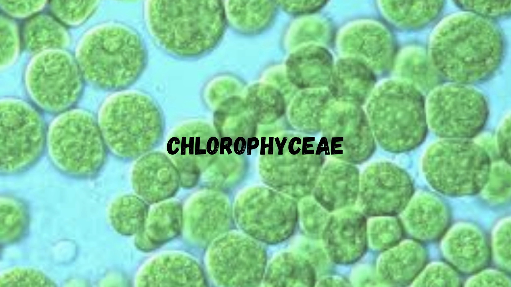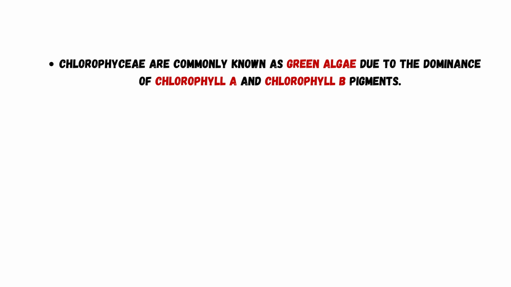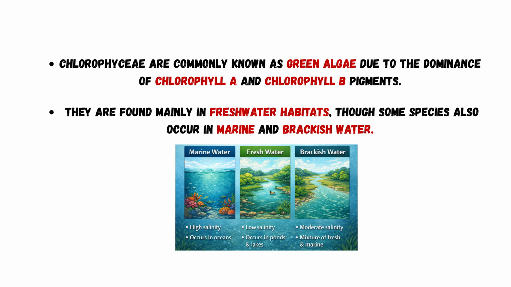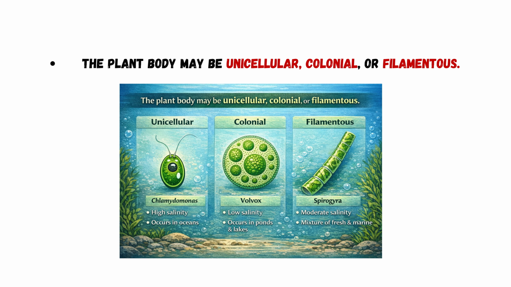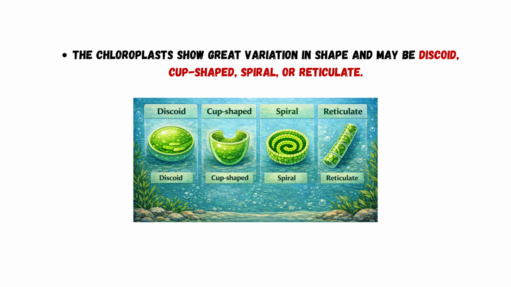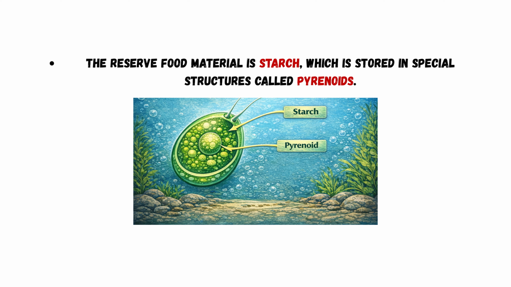Let us understand with the first group, Chlorophyceae, which is commonly called green algae due to the dominance of chlorophyll A and chlorophyll B pigments. They are found mainly in freshwater habitats, though some species also occur in marine and brackish water. The plant body may be unicellular, colonial, or filamentous. The chloroplasts show great variation in shape and may be discoid, cup-shaped, spiral, or reticulate. The reserve food material is starch, which is stored in special structures called pyrenoids.